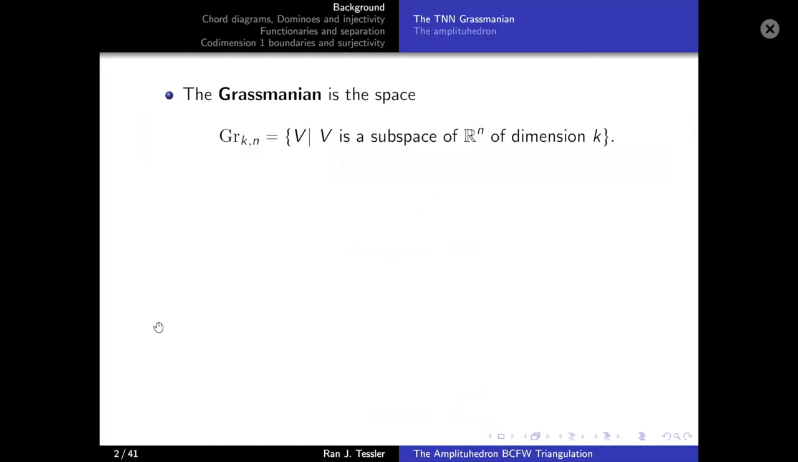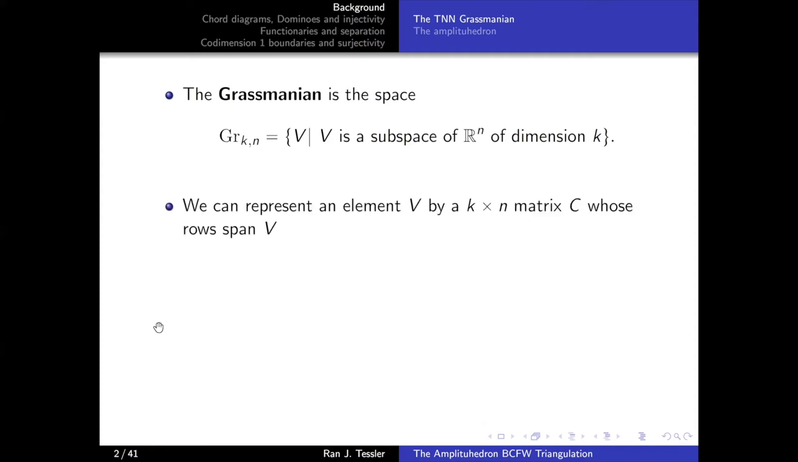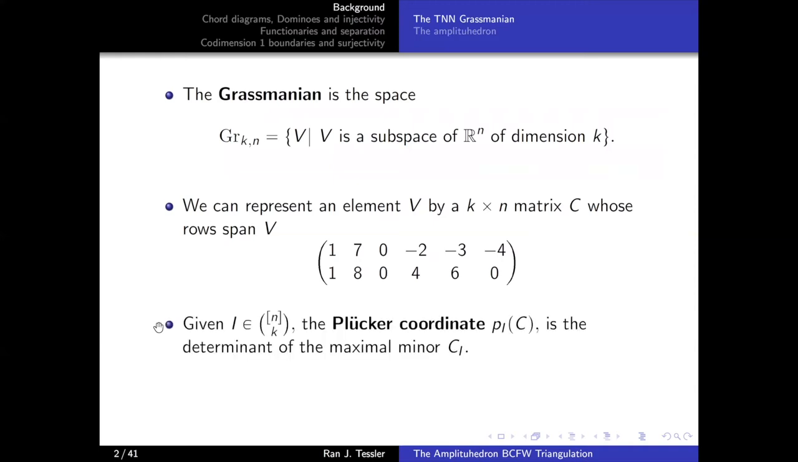Let's start with some background. The Grassmannian is the classifying space of k-dimensional vector subspaces of R^n. We can represent an element of the Grassmannian, meaning a vector space, by a matrix whose rows span the vector space. This representation is not unique, but it is unique up to the left action by GL_k. And given a k-set of indices, we can define the Plücker coordinate for a matrix C to be the determinant of the maximal minor whose columns are indexed by these indices. Now, the collection of Plücker coordinates, although it is not well defined on the vector space, does descend to the Grassmannian as projective coordinates.